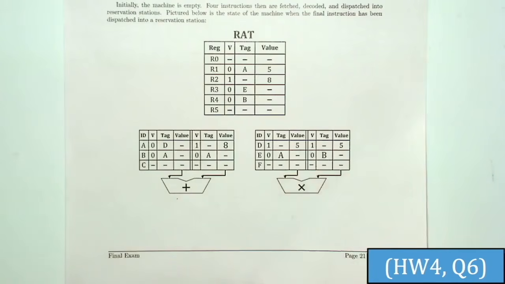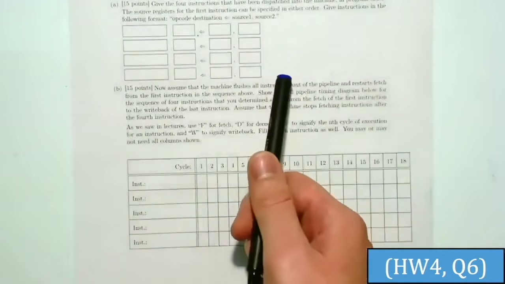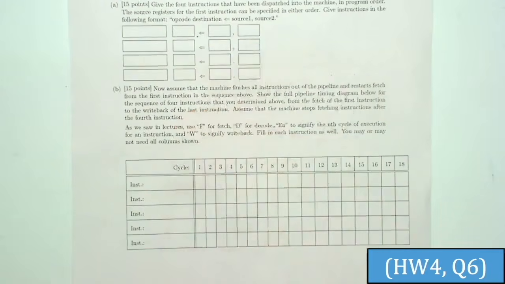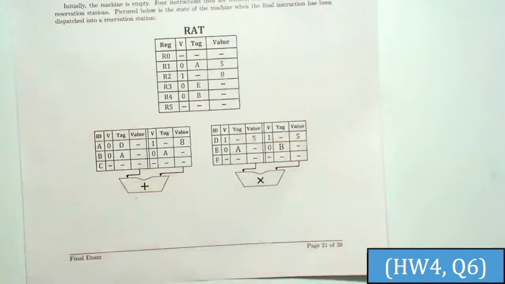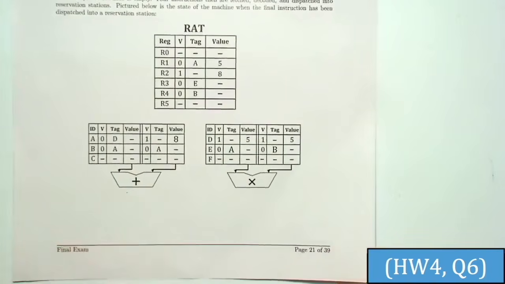And dispatch happens during the decode stage. It's also written here in the question. So the first part is to find out what those instructions are, including the destination register, the type of instruction, and the source operands, the source registers. I will fill this table here on this side so we can see everything in one place. The first part is very simple, like figuring out what the instructions are.